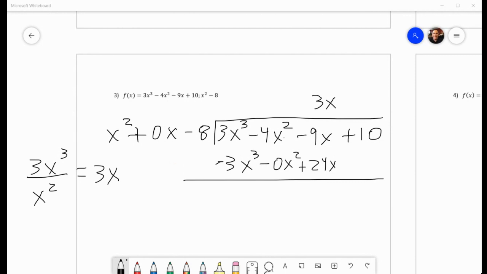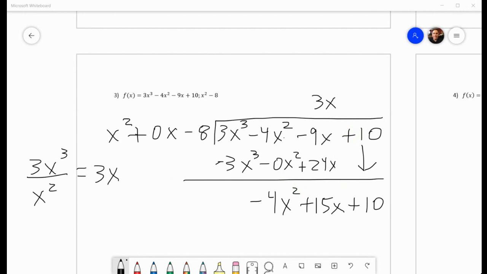Okay, so what happens? These cancel. The 3x cubes cancel. Here we got minus 4x squared. And here we have, what is that? That's 13. No, not 13. It's 15x. That's right, 15x. Okay. And then the 10 we bring down, right? So we have plus 10.